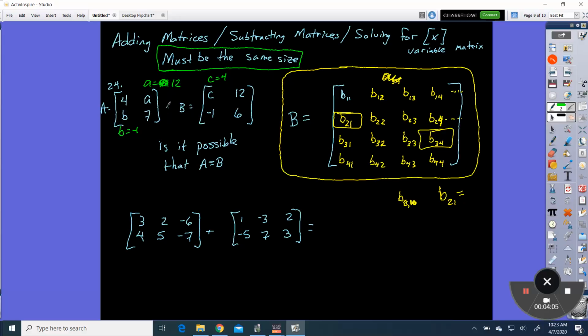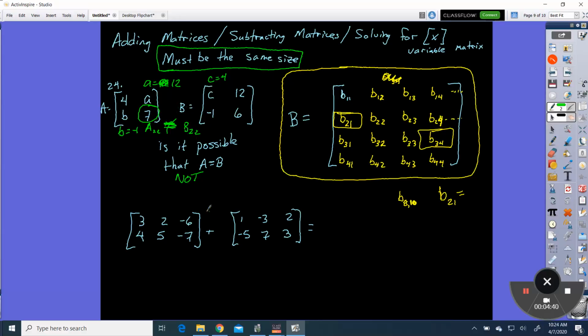So is it possible for these matrices to be equal? Not a chance. Because there's no way that A can be equal to B if A22 does not equal B22. So there's no way that these can be equal because A22 and B22 are not the same number. We were going all right because we could have said, well, if A is 12 and C is 4 and B is -1, but then there wasn't a way to say that those are equal. So therefore, A and B cannot be equal.